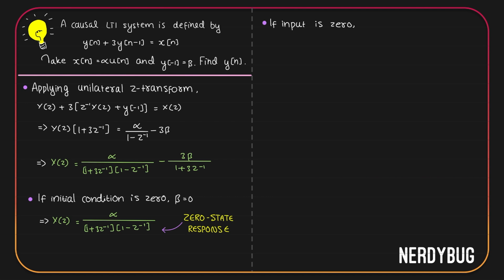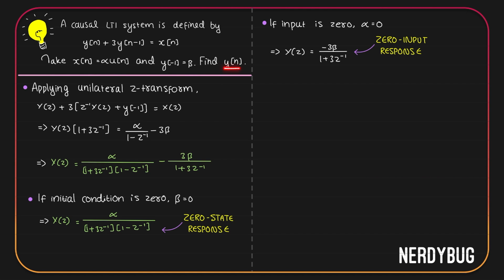Now let us take the condition where input is 0. Input here is alpha u of n. If it is 0, that means alpha is 0. If alpha is 0, this whole term will disappear in y of z. Then y of z will become minus 3 beta divided by 1 plus 3z inverse. This is the output of the system when the input is 0. This is called the zero input response.